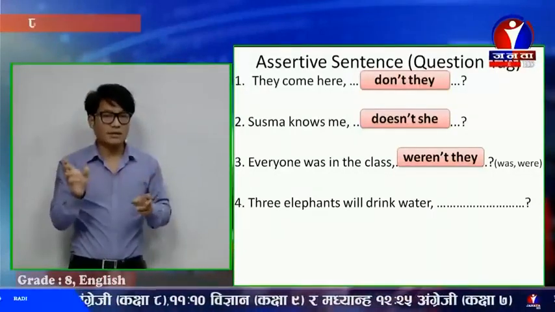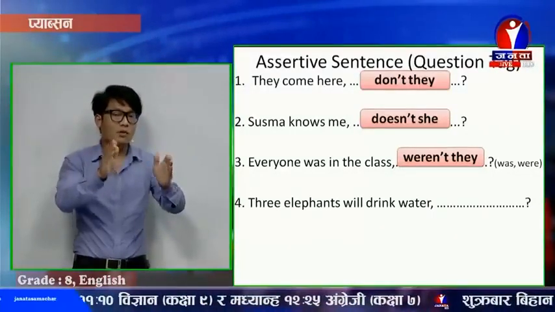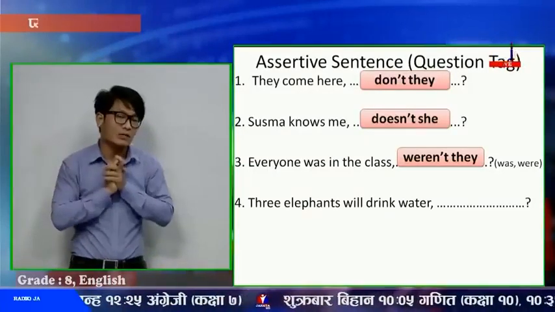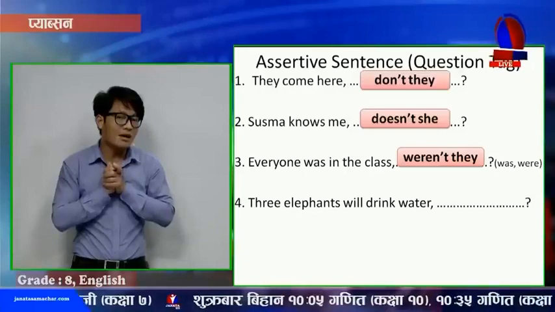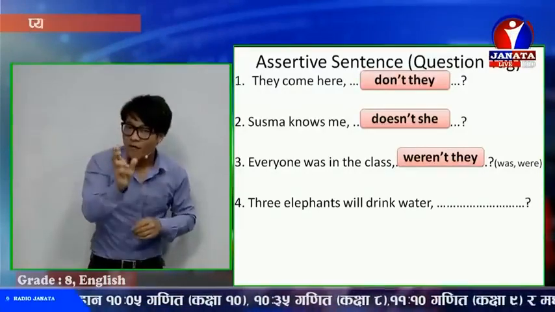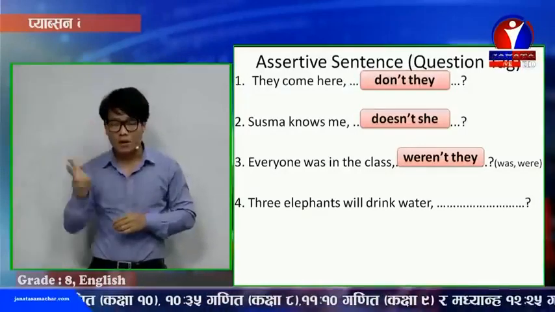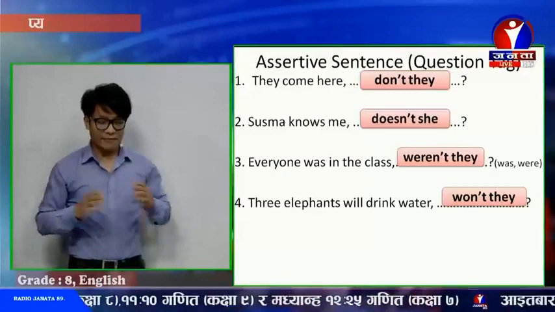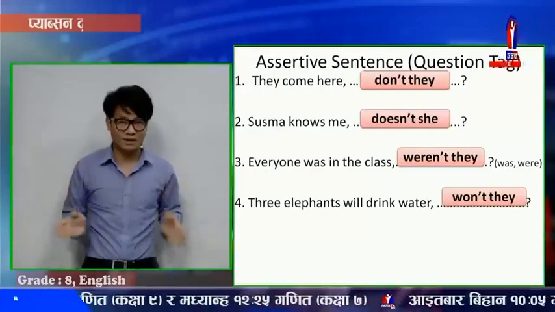Will drink water. This is a positive statement. So the question tag should be negative. So what is the right one? Can you guess? Will not should be written in short form. So will not becomes won't. So the right answer is won't they. 3 elephants will drink water, won't they?